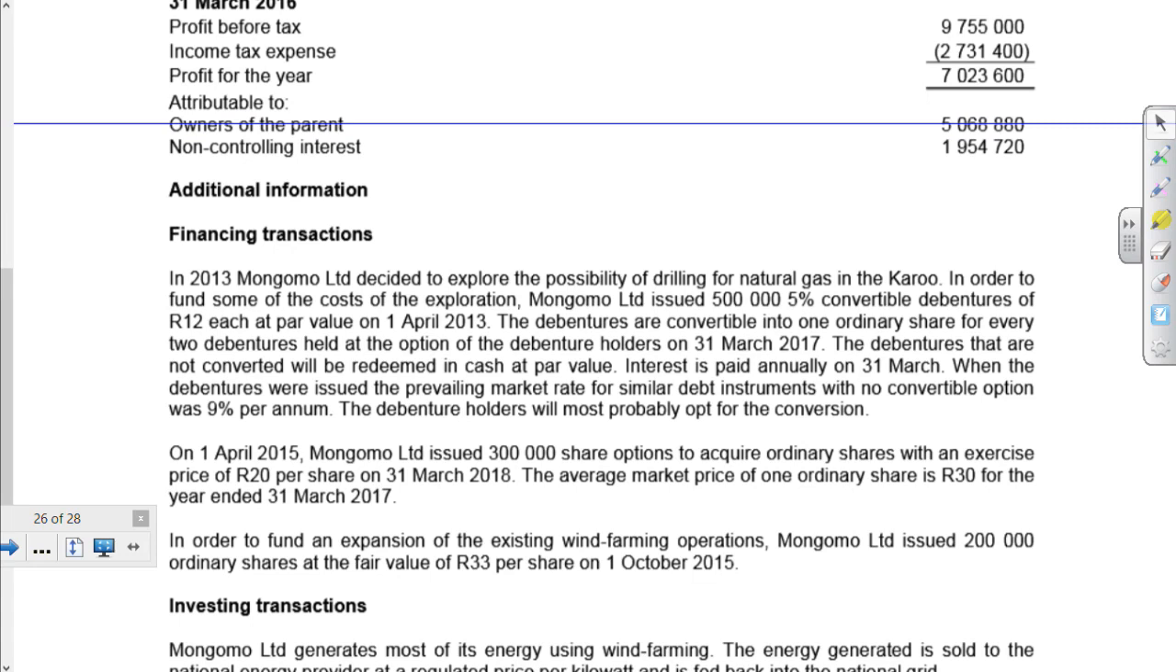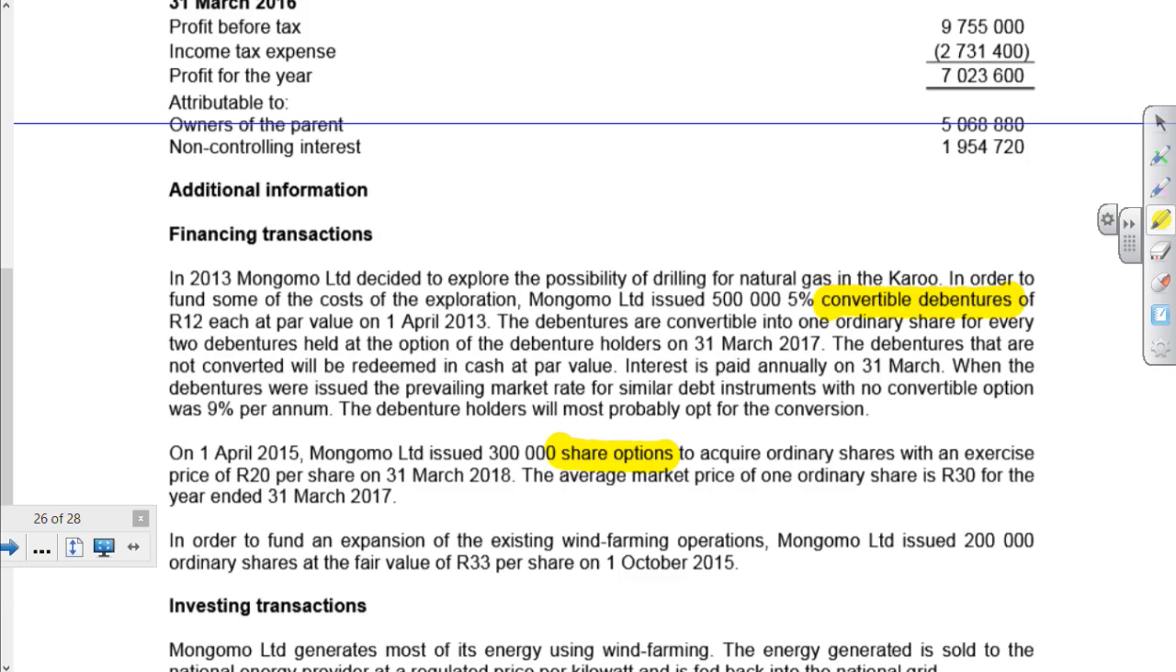But then when we look here, and last week I asked you to ignore these two paragraphs, we'll see two things. We see convertible debentures, and we see share options. What I want you to do for me is just calculate the adjustments for both of those. What will I adjust basic profit by for the convertible debentures? What will I adjust the weighted average number of shares by for the convertible debentures? And the same for the share options: what will I adjust the number of shares by?